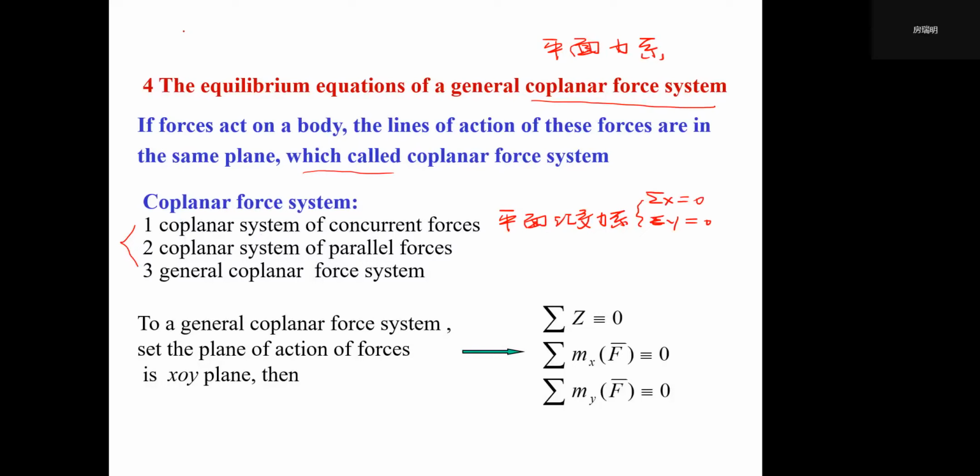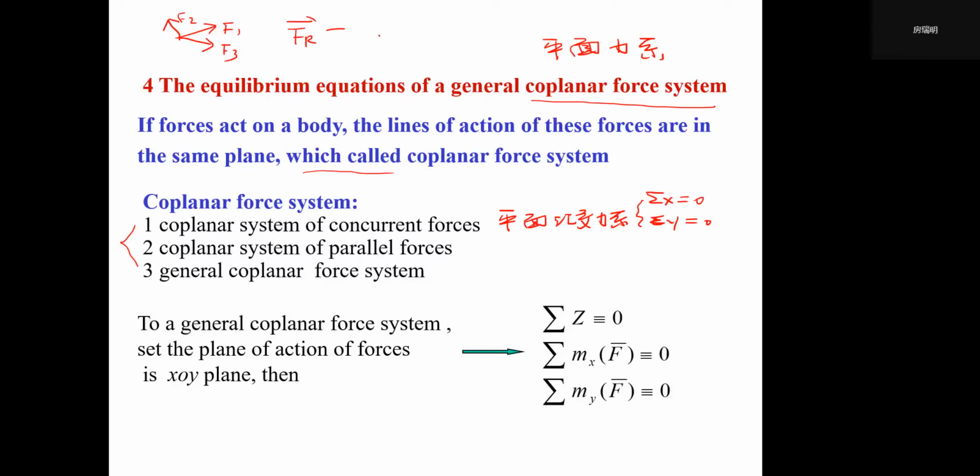Right? So I can draw a 平面汇交力系 for you guys. So we have F1, F2, and F3, a lot of forces, but they are all on the same plane, just like this white plane. So you see, it always will have a resultant force Fr.